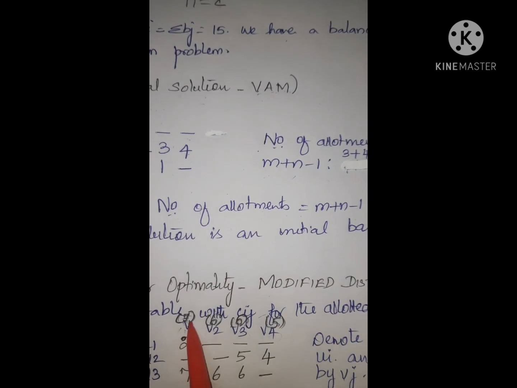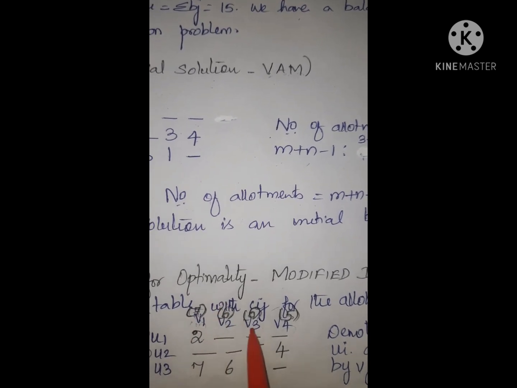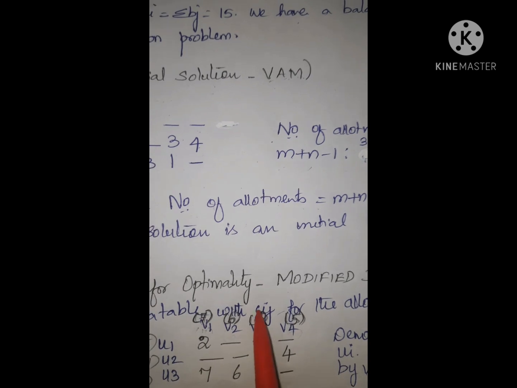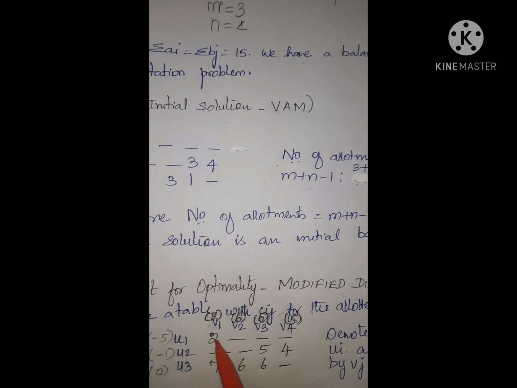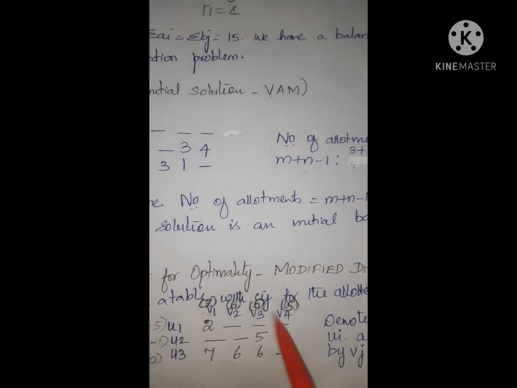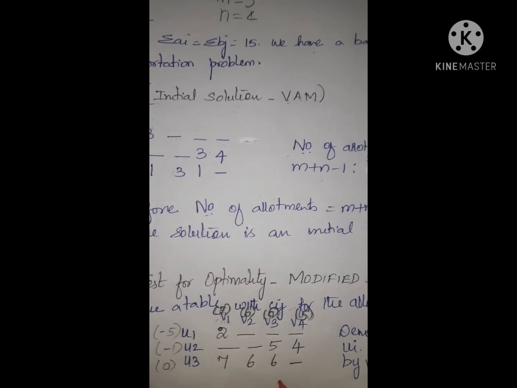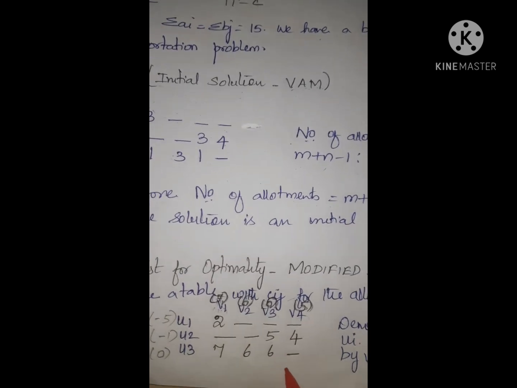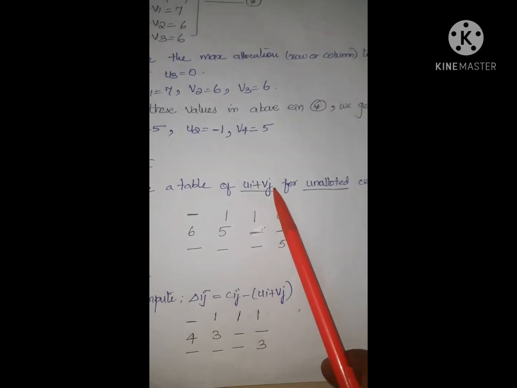Like that, the v1 value we got is 7, the v2 value we got is 6, the v3 value we got is 6, and the v4 value we got is 5. So we write down the corresponding values of these constants aside, so that this will be helpful for the next step. Because step 3 of our optimal solution is to prepare the next table with an expression called ui plus vj for unallotted cells.